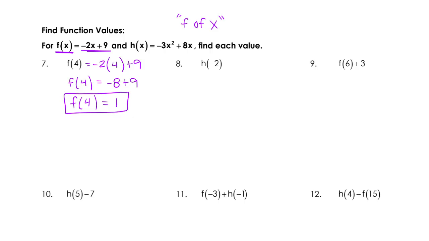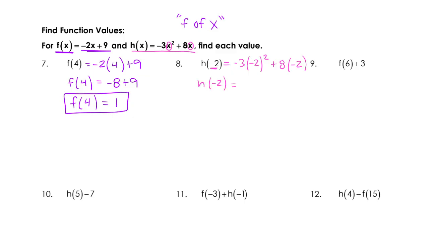Number 8, when they ask us for h of -2, that means I'm taking -2 and I'm plugging it in for x in the h of x function. Now you'll notice h has 2 x's here, so we're actually going to have to plug -2 in twice. So then we have h of -2 equals -3 times (-2) squared, and then plus 8 times -2. And then from here we just simplify.